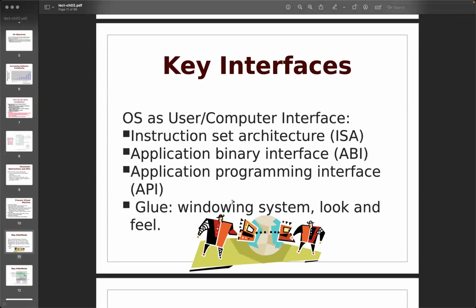Okay, so right here for the key infrastructure: one is the ISA, instruction set architecture, then the application binary interface, and the application program interface, and then the glue, the system itself.